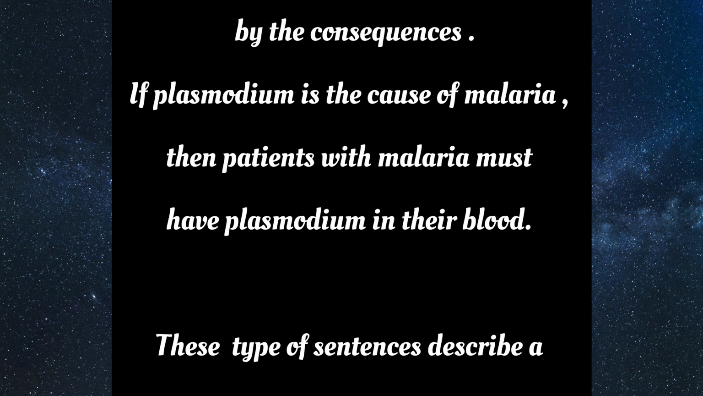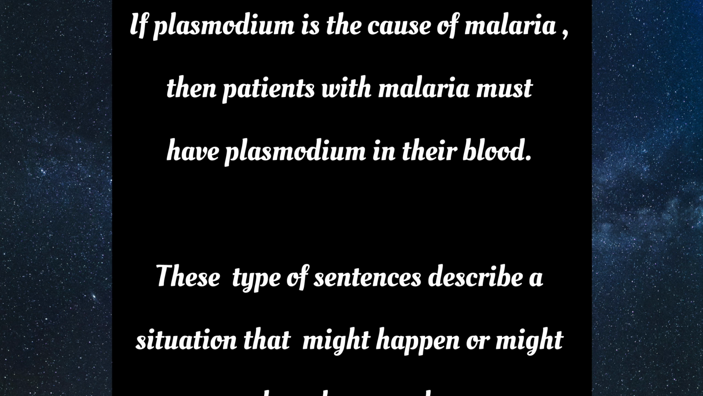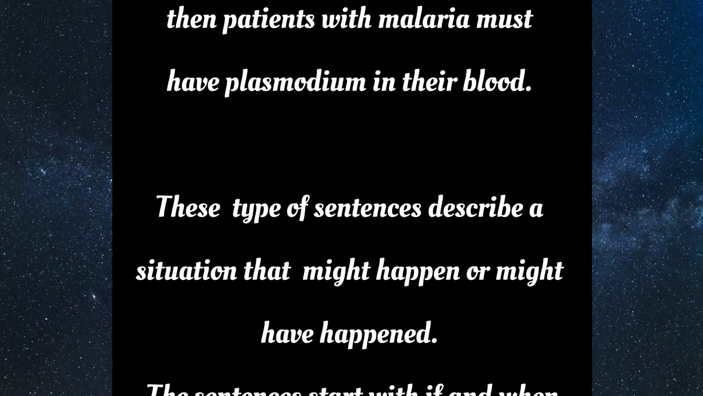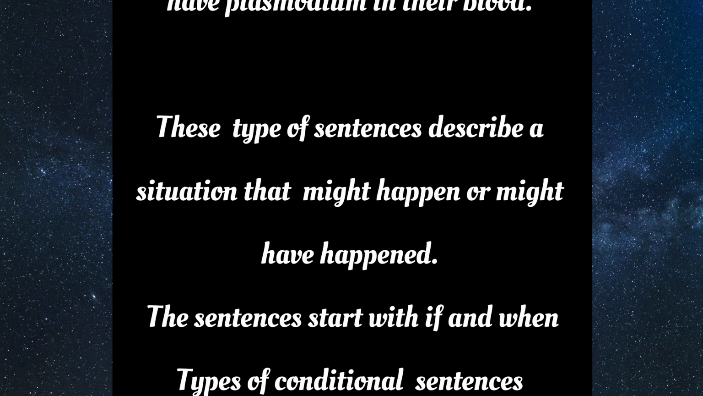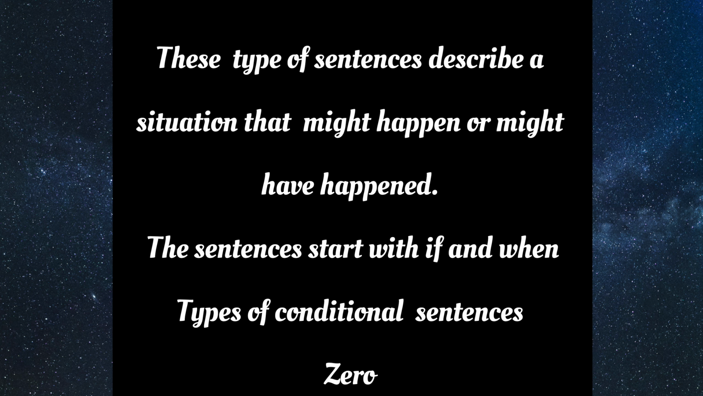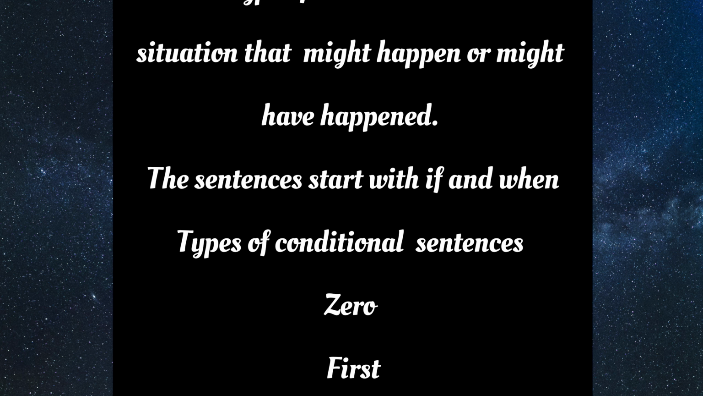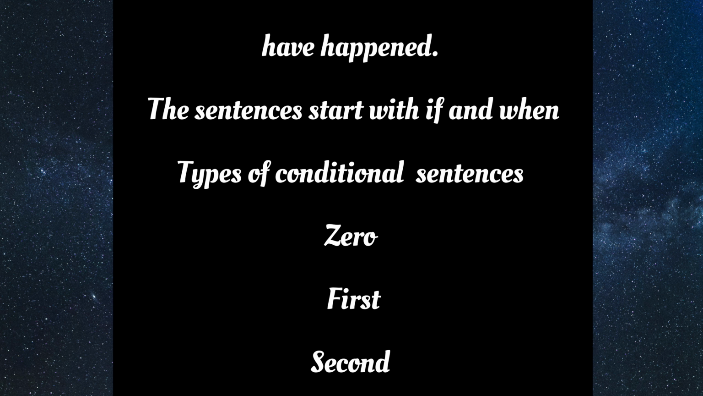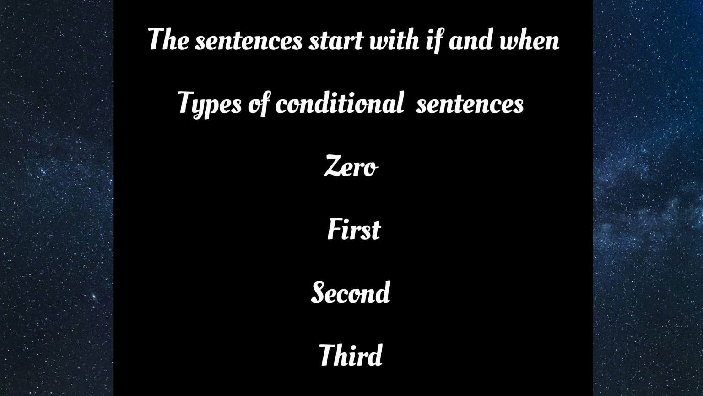Let's explain it with an example. If plasmodium is the cause of malaria, then patients with malaria must have plasmodium in their blood. This example means that if a patient has malaria, then the patient must have plasmodium in their blood. These types of sentences describe a situation that might happen or might have happened. It may have happened or it is a possibility that it will happen.